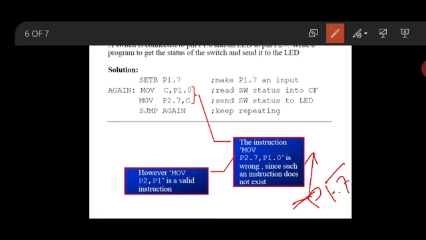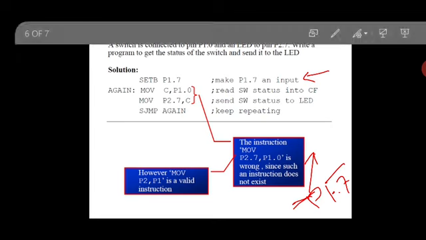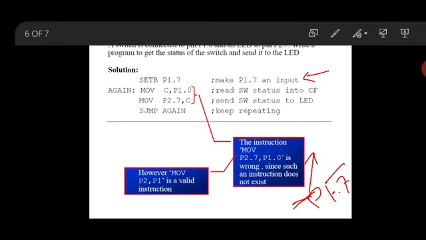Now look at here. Set B means port P1.7 is active. Let us assume, read switch status into carry flag. Whatever the content will be there, look at here. Now if I enable the switch, here instead of this P1.7 it will be P1.0, sorry for this.